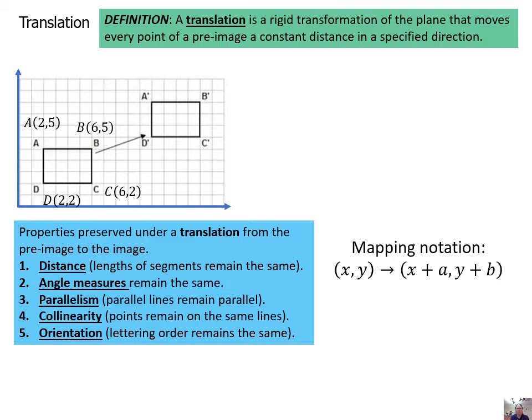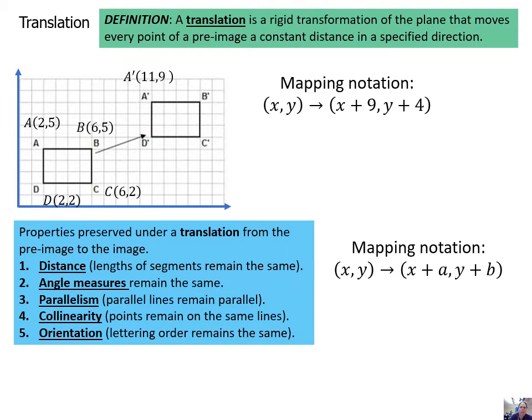Mapping notation from one point to the next, from the preimage to the image, shows you adding something to x and adding something to y, and that could be add or subtract to either one. So in this case, ours move all of the x's right 9 units and all of the y's up 4 units. So that means A prime is going to be (11, 9). B prime is going to be (15, 9). C prime is going to be (15, 6). And D prime is going to be (11, 6).